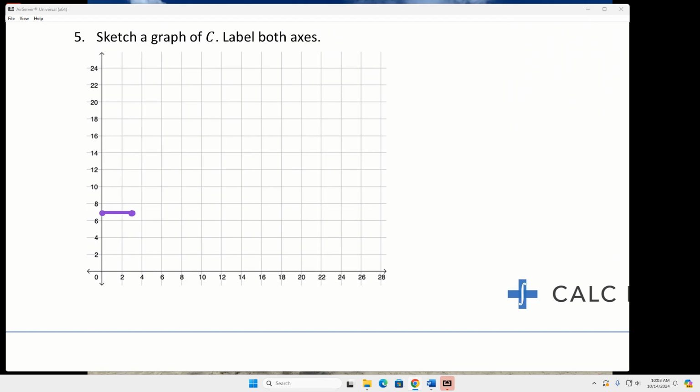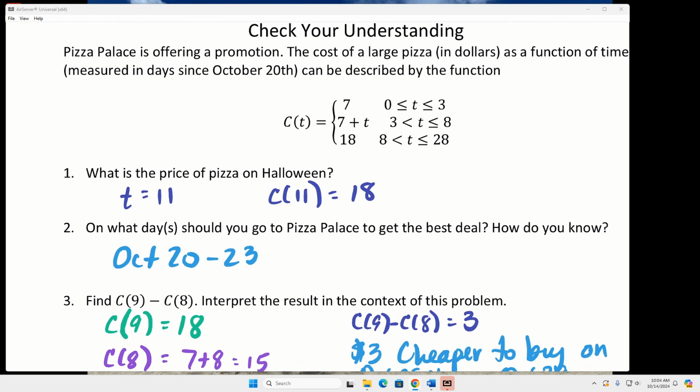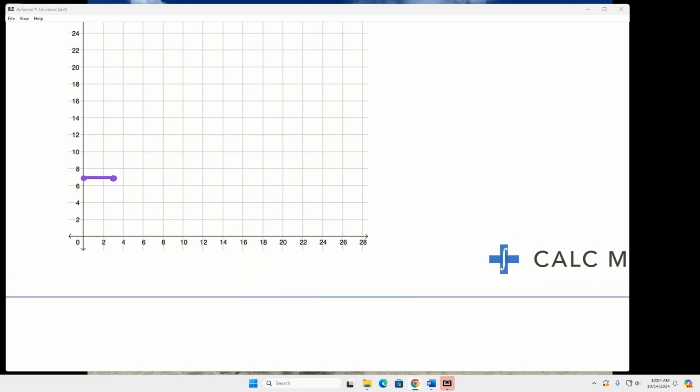All right, so that's a little horizontal line. The next section is going to be a slanted line. What I'm going to do is find the values at the endpoints, and then I'm going to just connect them. If I put in 3 into that piece, what would you get? 10. Is that going to be open or closed? Open. So it's going to be 3, 10 with an open circle.